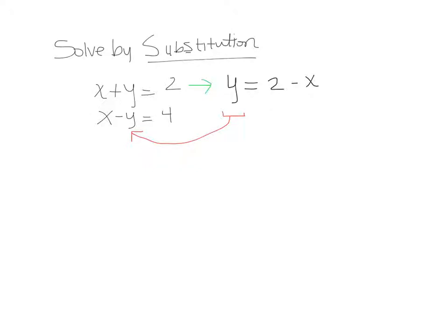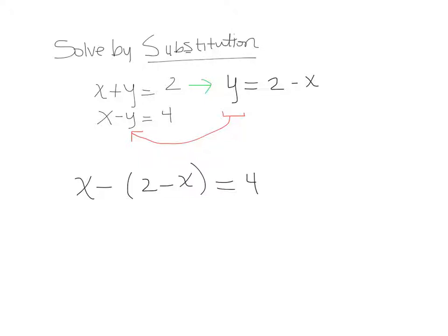I'm going to say, okay, in this case, x minus, and instead of y, which equals 2 minus x, 2 minus x is right there. So y equals 2 minus x. Okay, and that should equal 4. So there it equals 4.